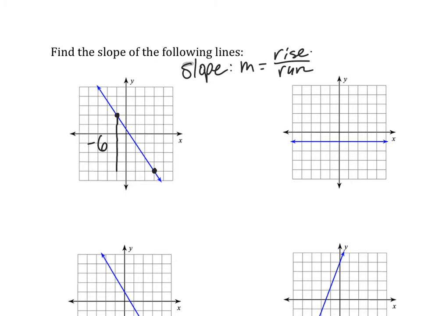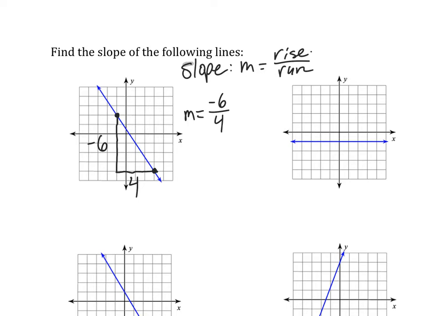And then I'm going to go to the right. That'll be my run, seeing how far my graph is running. And 1, 2, 3, 4. And to the right is always positive. So it's going to be a positive 4. So my slope for this graph is going to be negative 6 over 4.